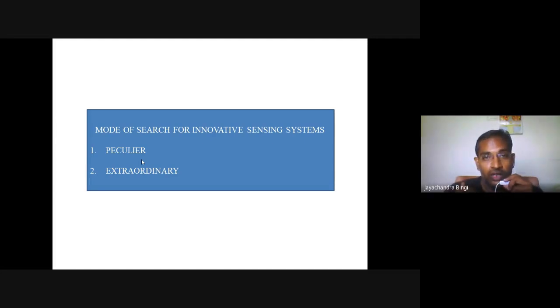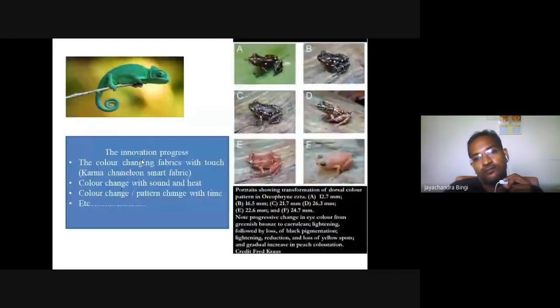Please don't think only our vision and our sensors are far superior. No, not at all. There are sensing systems far superior to ours. Okay, so examples here.